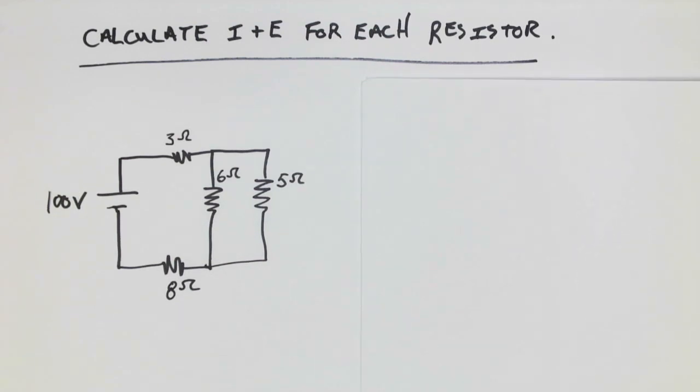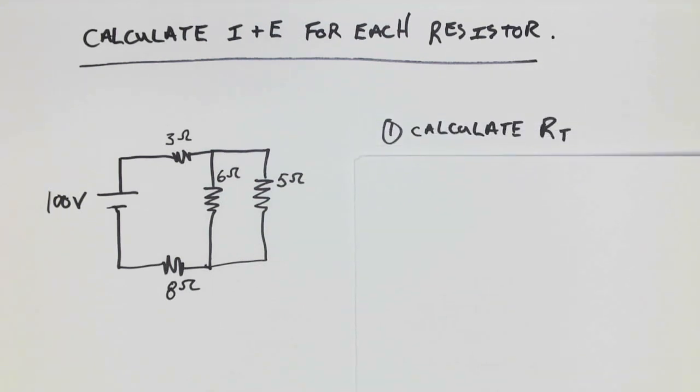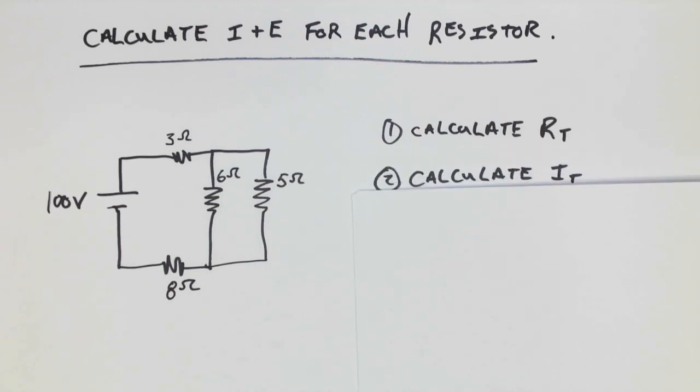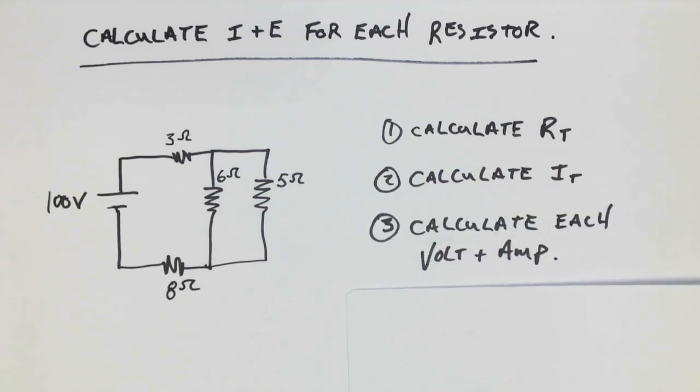So there's some steps that we need to keep in mind, and the steps are quite simple. First, we need to calculate what the total resistance is of the circuit. As in, if I were to replace this source with an ohm meter, what would the ohm meter read? The second thing we then need to do is calculate what the total current is. And that's just by using Ohm's law. Finally, once we know that, we are going to spend a little bit of time then calculating each of the individual voltage and amperage values of each of those resistors.